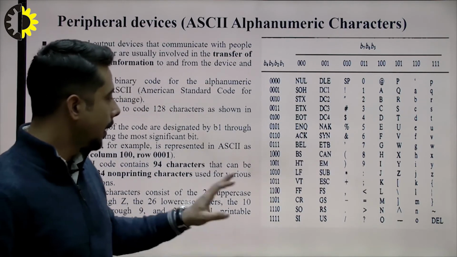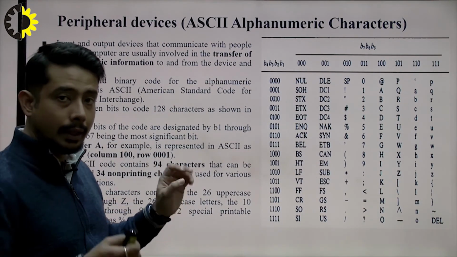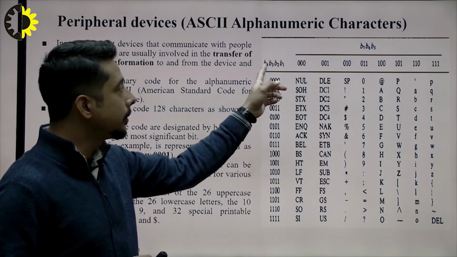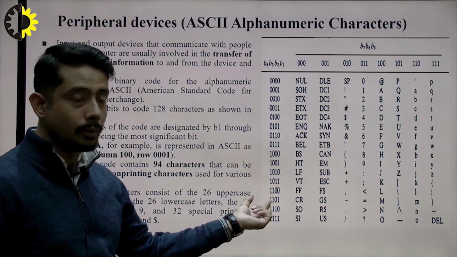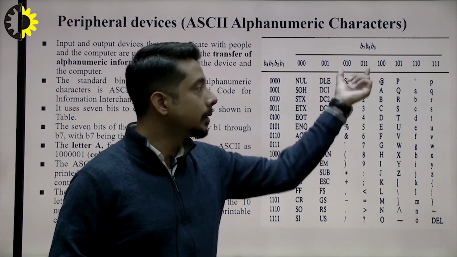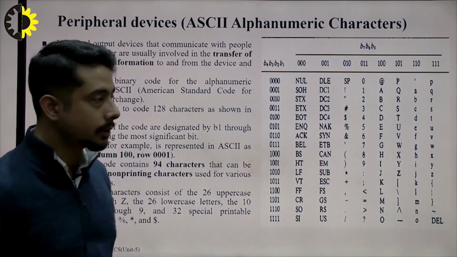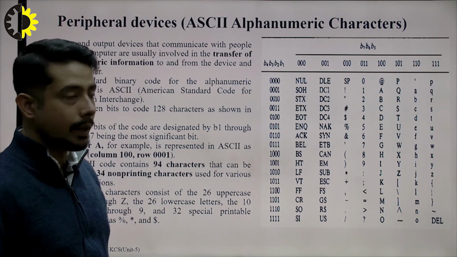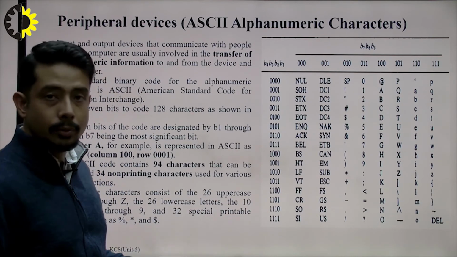Now one more thing, how this particular 7 bits has been differentiated. Again I am repeating, B1, B2, B3, B4, that means 4 bits have been designated for counting the number of rows, and then 3 bits have been given for counting the number of characters. Okay, so this is the standard, you need to maintain it. So this is all about your peripheral devices. Hope it is clear to everyone.